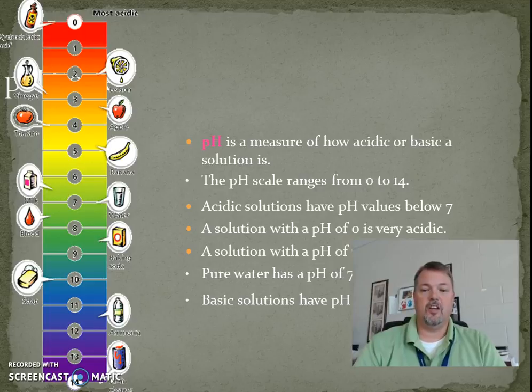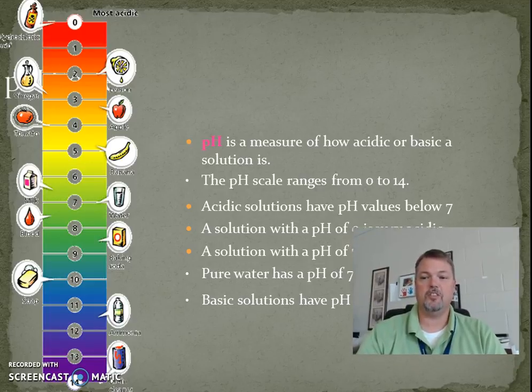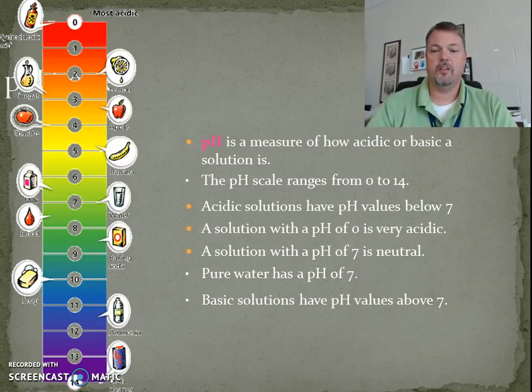The pH scale is a measure of how acidic or basic a solution is. It ranges from 0 to 14. All right, with 0 being very acidic and 14 being very basic. The middle of that, 7, is considered neutral.